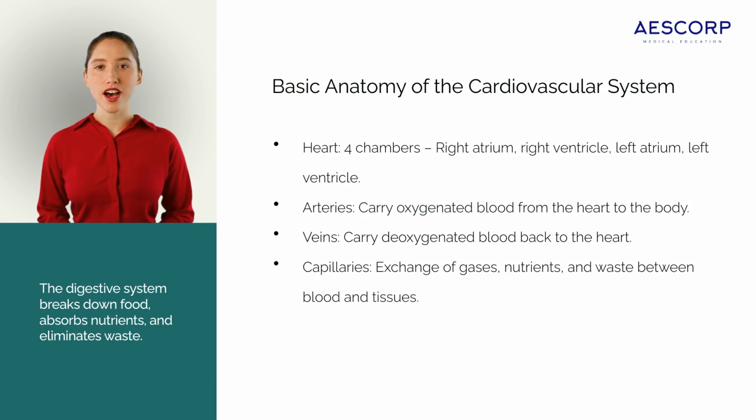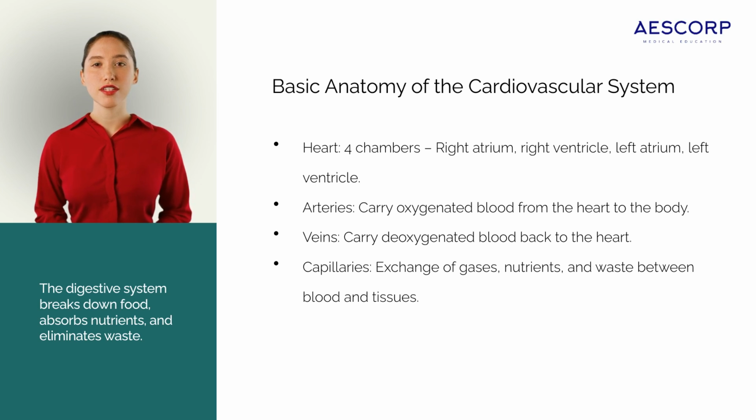Heart. The heart is a muscular organ located in the chest, slightly left of the midline. It acts as the pump that circulates blood. Blood vessels. There are 3 types of blood vessels. Arteries. These carry oxygen-rich blood away from the heart to the rest of the body. Veins. These return deoxygenated blood back to the heart. Capillaries. These are tiny vessels that connect arteries and veins. They allow the exchange of oxygen, nutrients, and waste between blood and tissues.